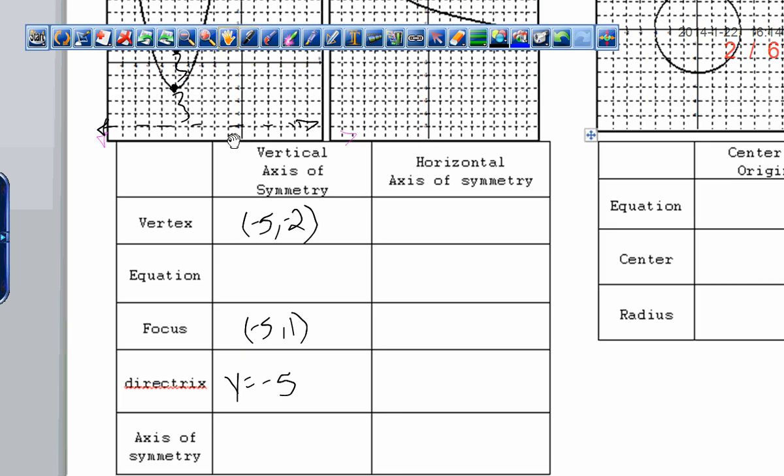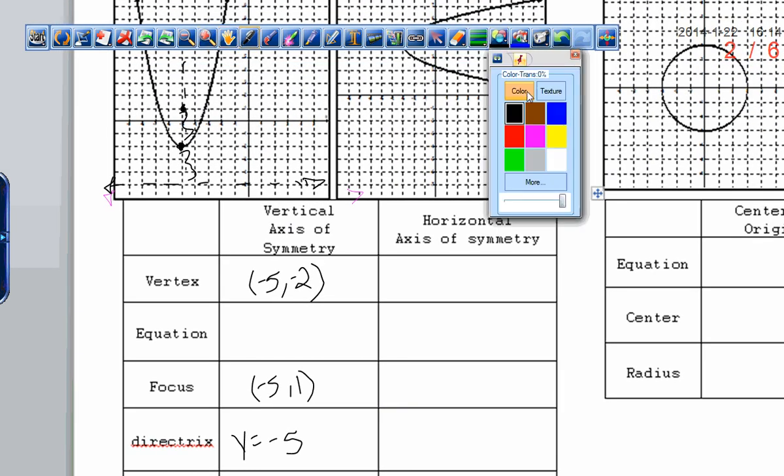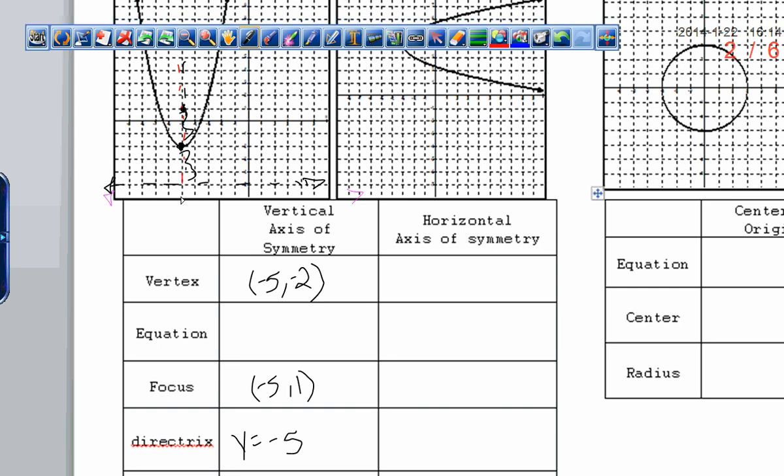The next thing, axis of symmetry. Axis of symmetry is the kind of invisible line that cuts our parabola in half. So kind of this red line right there. 1, 2, 3, 4, 5. So that's x equals -5.